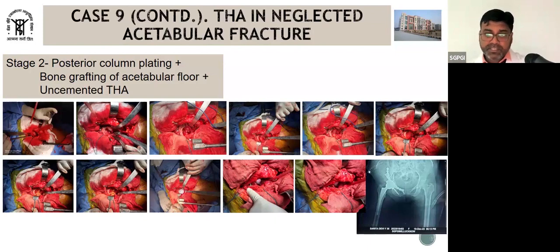I will not go into too much surgical detail, but you can see that we have created the acetabulum and implanted everything. And then in the second sitting, we also plated the posterior column as well as did a total hip replacement in the same sitting.